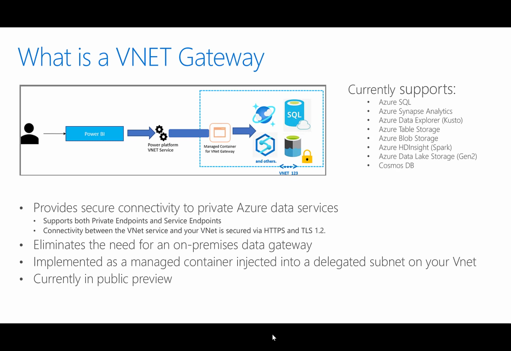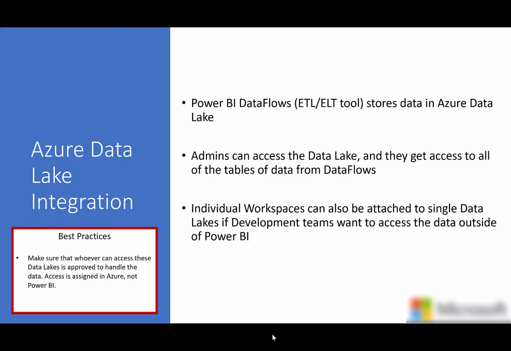If we were to look at a vNet, the virtual network gateway, it's currently supported with several different Azure sources. You can use a traditional gateway if you're connecting outside of Azure. This is a virtual gateway within Azure. It does eliminate the need for an on-prem data gateway if you want that fine-grained control over connectivity. And it is important to note that it's still in public preview. So you can go ahead, test it out, provide feedback, see what you think, but it's not officially GA as of right now. Now let's take a look at Azure Data Lake integration.